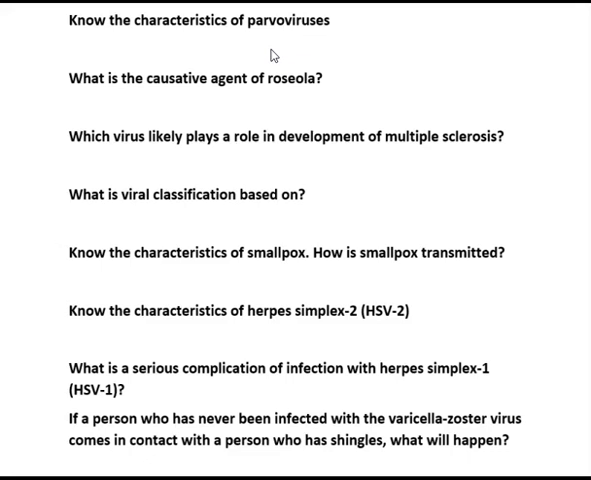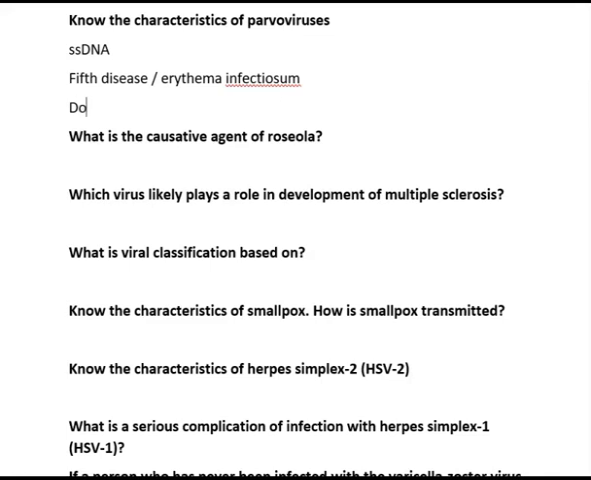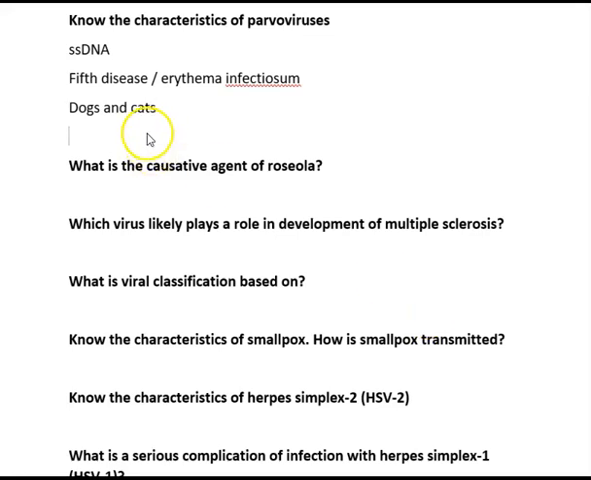Okay, parvovirus characteristics. So remember that parvoviruses are kind of weird in that they are single-stranded DNA viruses. They cause a childhood illness known as fifth disease or erythema infectiosum. They can cause disease in other mammals, such as dogs and cats. And parvovirus can be transmitted across the placenta, resulting in severe infection in the fetus. This can result in conditions like hydrops fetalis and in fetal death.